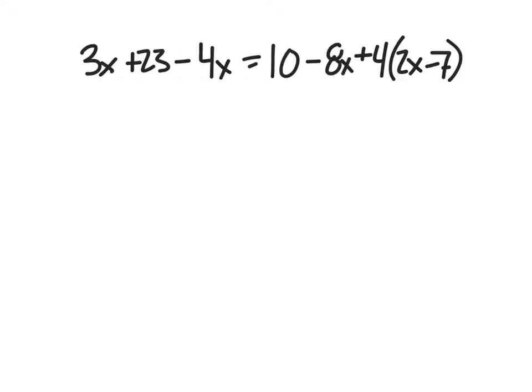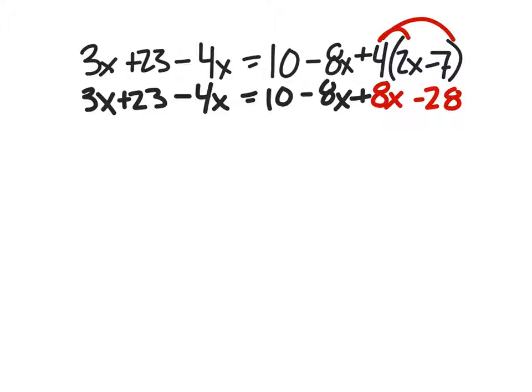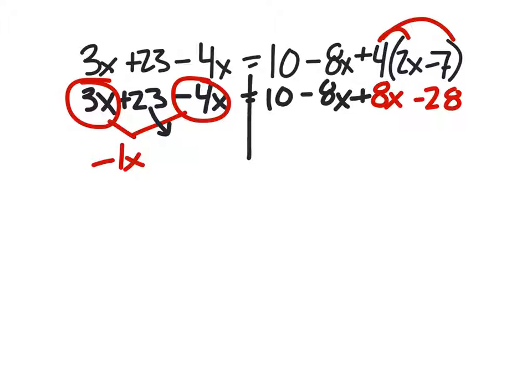Right now, we got to distribute this 4 into this set of parentheses, giving us 8x minus 28. Now, we didn't do anything with the rest of it, so it stays the same. All right, now, the only 2 people I saw doing this were doing the switch and stay game, which I will not do because no one else knows about it. So, right here, I've got these 3x's and these negative 4x's, which would give us a negative 1x right here. The positive 23 doesn't have anything to combine with, so it's just plus 23.